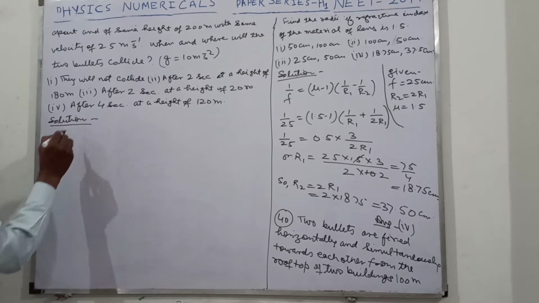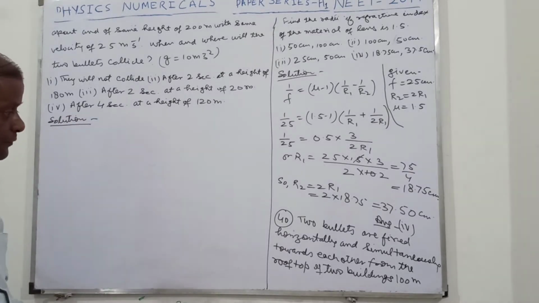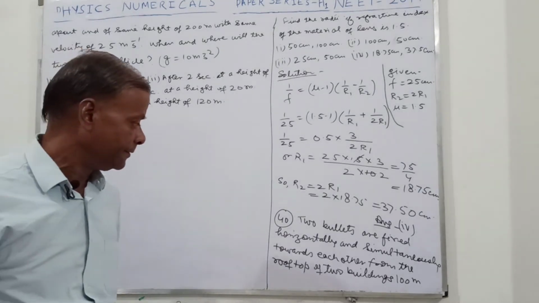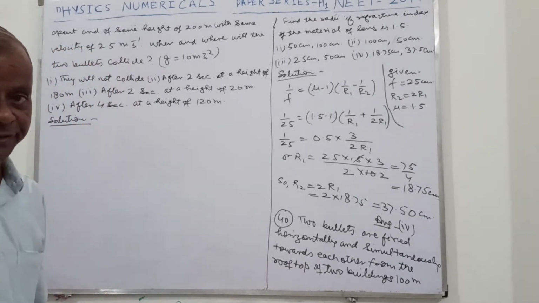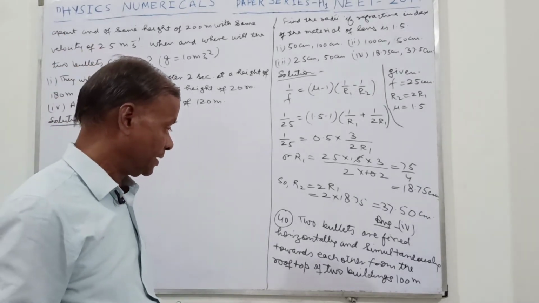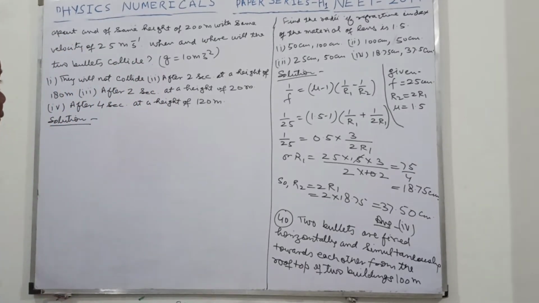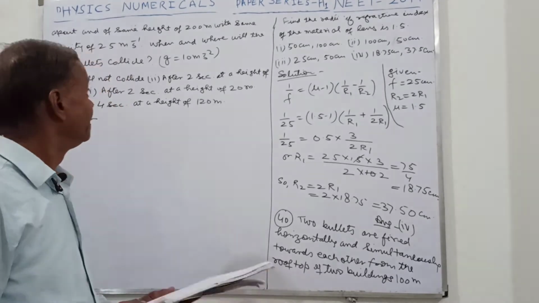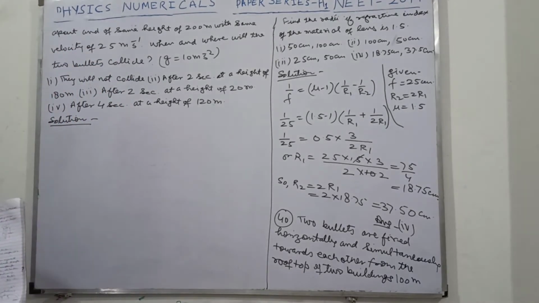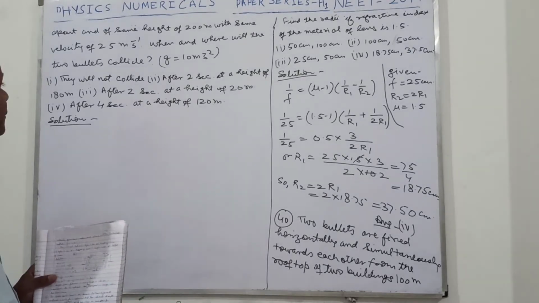So there are two bullets which are fired simultaneously and horizontally towards each other from two buildings, each of height 200 meter and 100 meter apart, and the bullets have the same initial velocity, 25 meter per second.